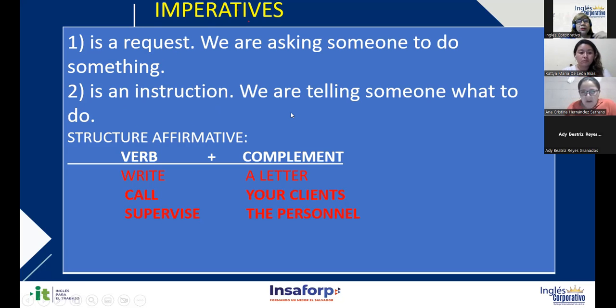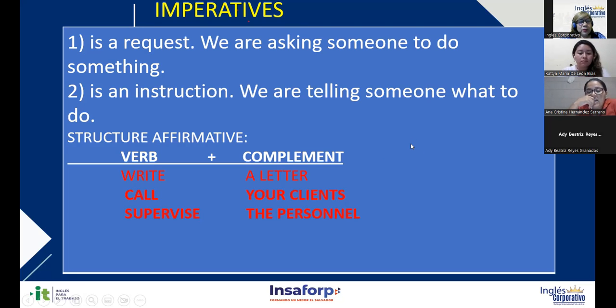Okay, if, for example, Katy, you work in my company, I can tell you, install the machinery, install the computers. That is an instruction that I am giving you because I am your boss. The person who directs the company, or a section, or a group of people can give instructions.